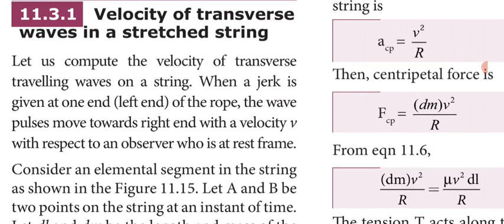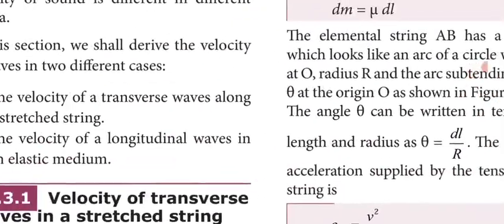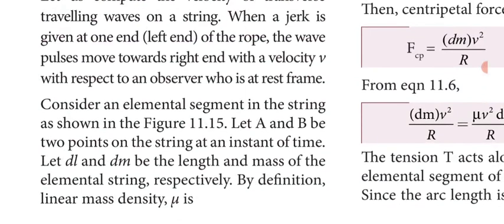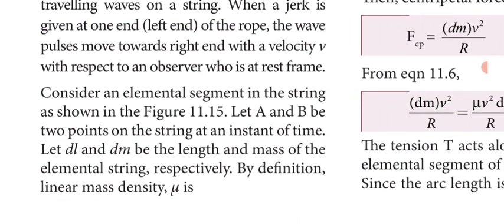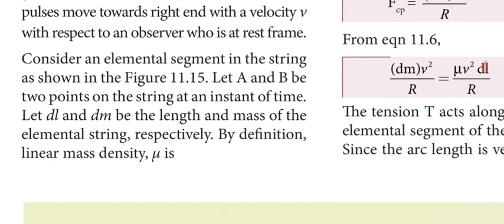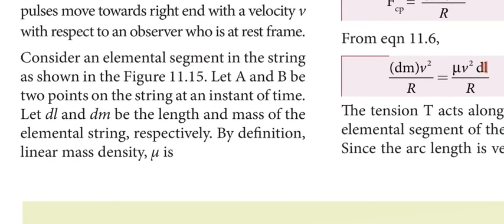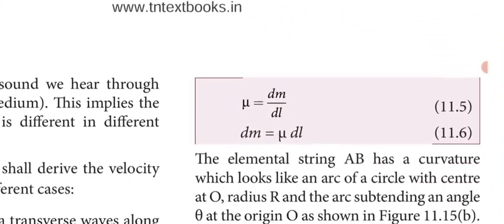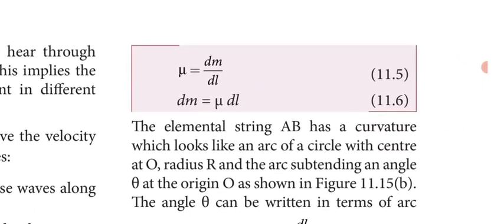The wave pulse moves towards the right end with velocity v with respect to an observer, which we have already seen. That will be for the observer who is in the rest frame. Considering an elemental segment of the string, let A and B be two points on the string at an instant of time. Let dl and dm be the length and mass of the elemental string respectively. By definition, the linear mass density is mu, which is dm by dl. So dm is equal to mu dl.